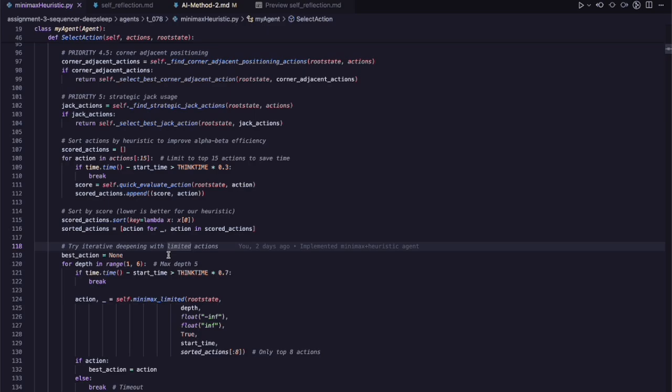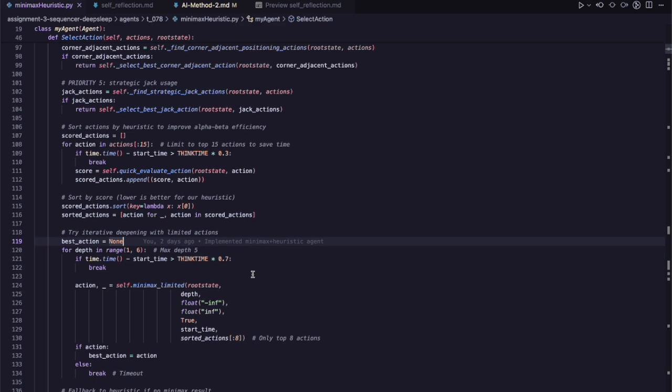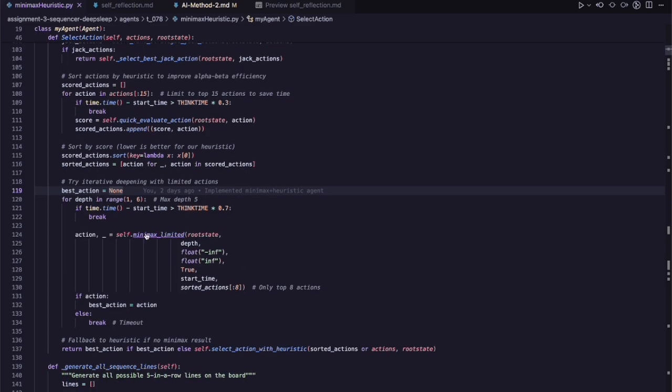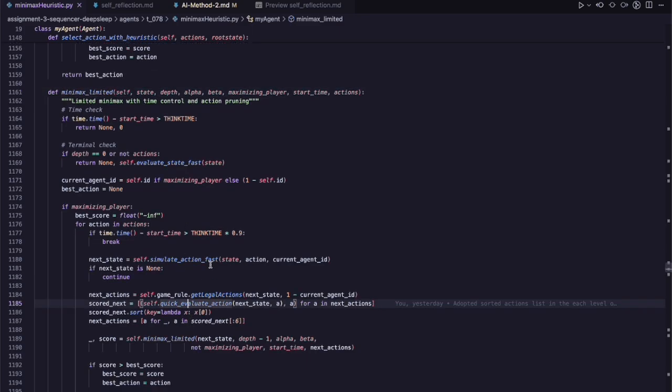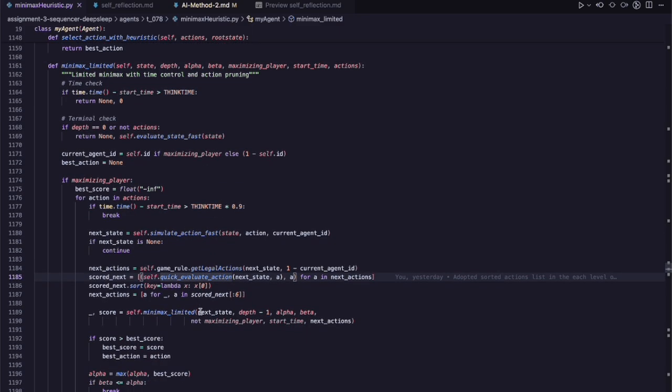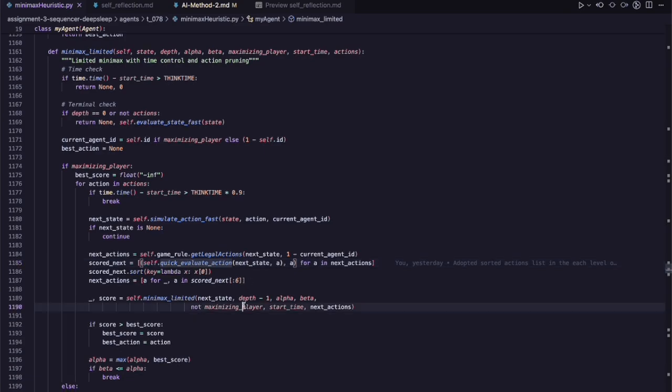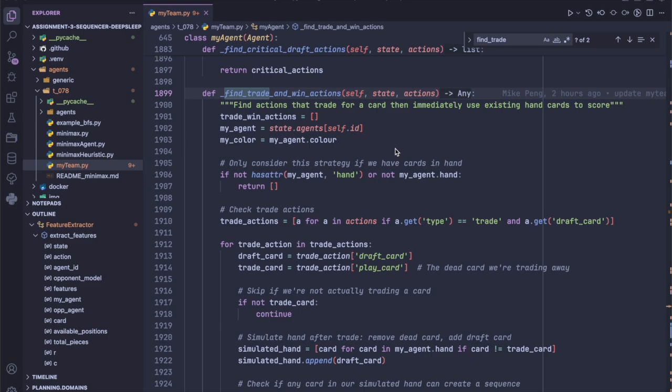Finally, we get into the minimax exploration stage. I set the maximum depth to 5, and I also set time limitations in each level to ensure that it doesn't run for too long. In the minimax limited function, I also call the quick evaluation function to get the most promising actions and pass these actions to the next level of the minimax tree, which largely reduces the number of state spaces to be explored. Let's talk about the challenge for the Q-learning agent here.